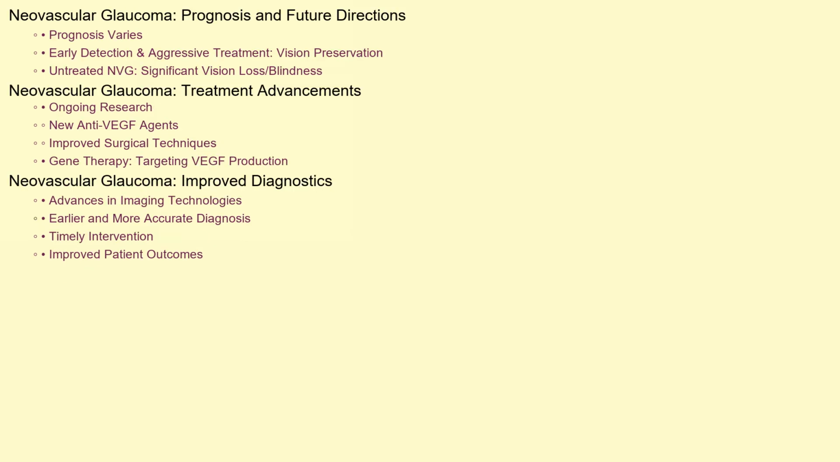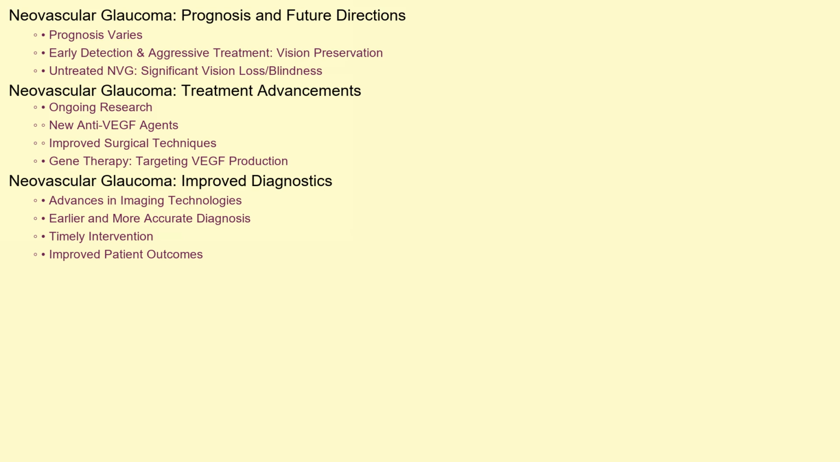The prognosis for neovascular glaucoma varies depending on the severity of the disease at the time of diagnosis and the effectiveness of treatment. Early detection and aggressive management can often preserve vision. However, if left untreated, neovascular glaucoma can lead to significant vision loss and even blindness.